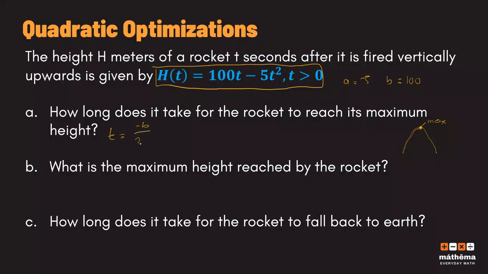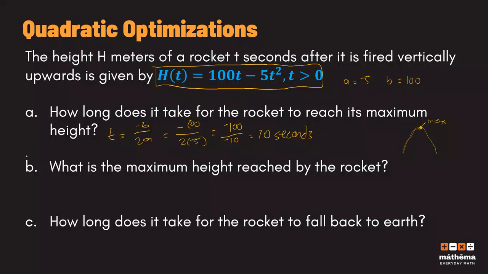negative b over 2a. And again, earlier, we know that our b is 100, sorry. So we have negative 100 over 2 times a, which is negative 5. It will give us negative 100 divided by negative 10. It will give us 10. So meaning to say, after 10 seconds, the rocket will reach its maximum height.